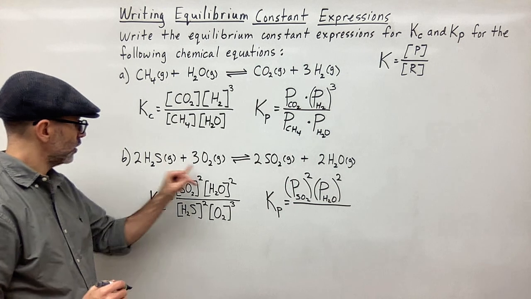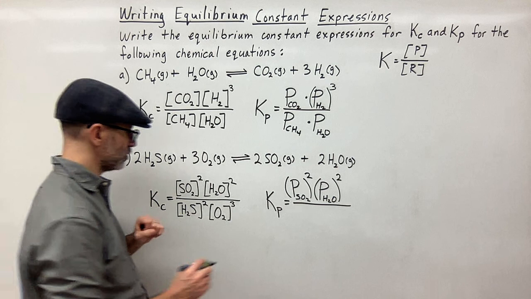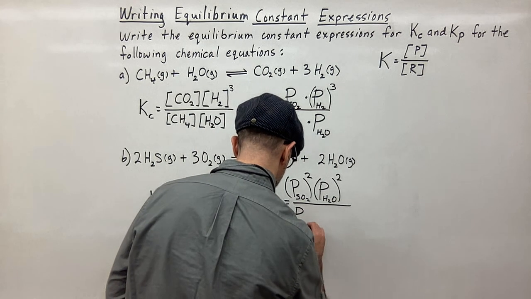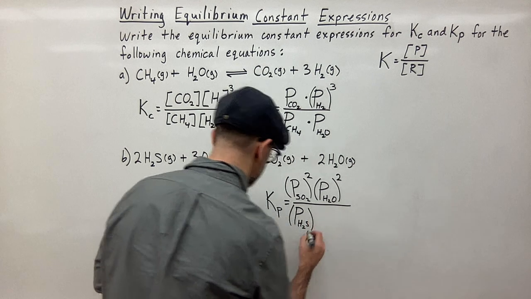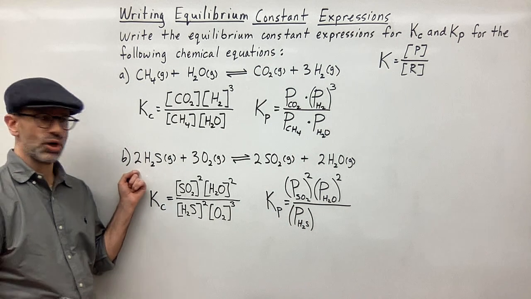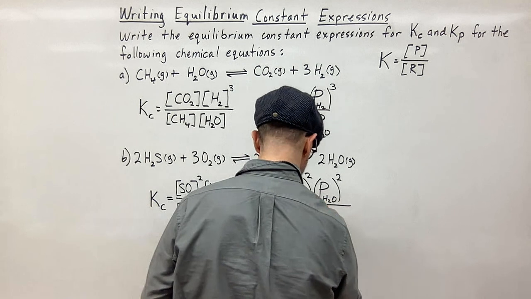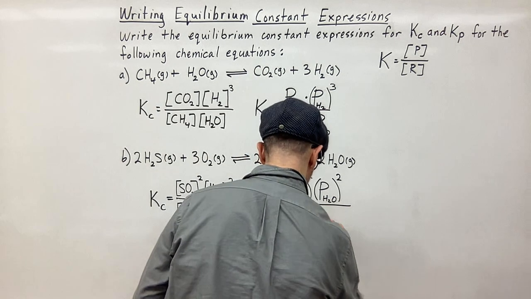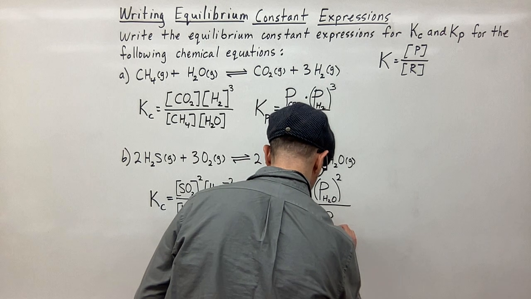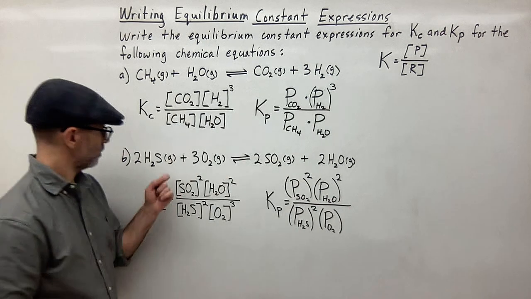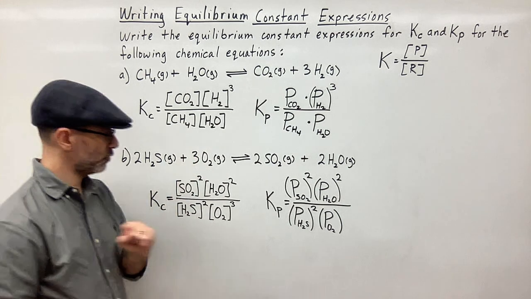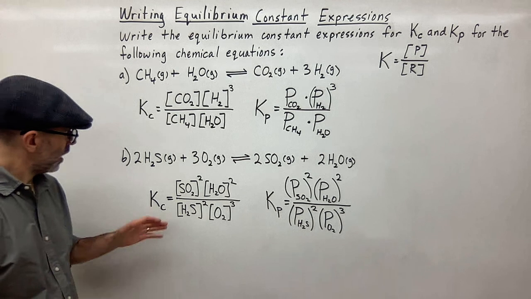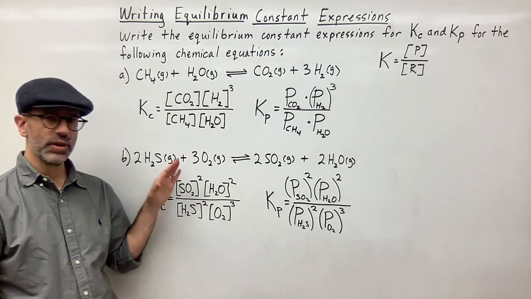And then we have the reactants on the bottom. So the partial pressure of H2S. We're going to write P H2S, and that's going to be raised to the power of 2 because it has a 2 coefficient. And then finally, we have the partial pressure of oxygen. So we're going to multiply that by the partial pressure of oxygen, and that's going to be raised to the power of 3 because it has a 3 coefficient. And that, ladies and gentlemen, is the Kc and Kp for this reaction.